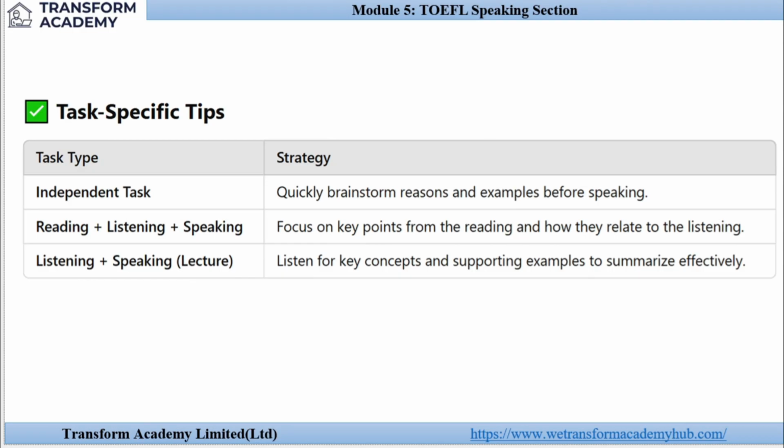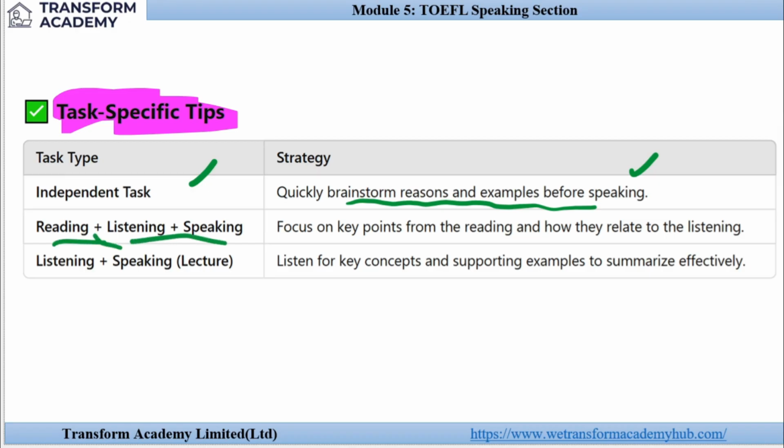Now, these are some task specific tips. So, for the independent task, the strategy is quick brainstorm reasons and examples before speaking. For the reading, listening, and speaking question task type, you have to focus on key points from the reading and how they relate to the listening. For the listening plus speaking lecture, you have to listen for key concepts and supporting examples to summarize effectively.